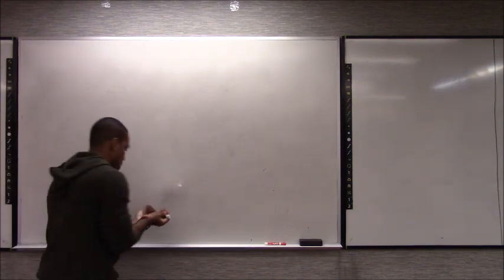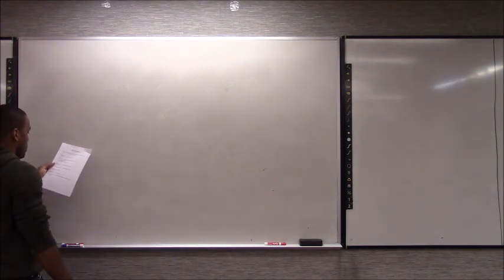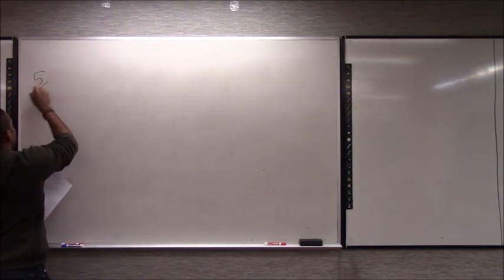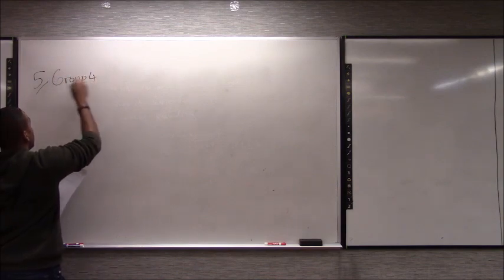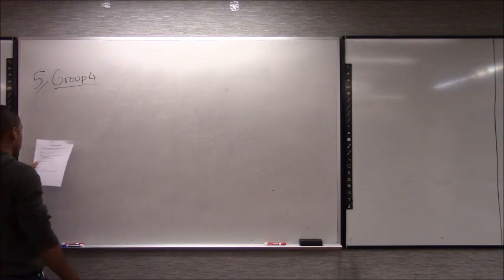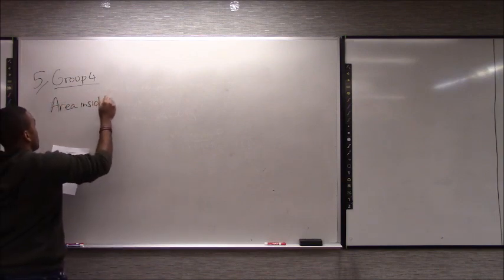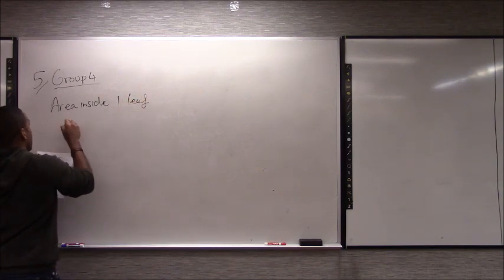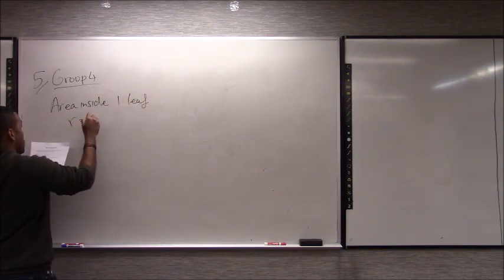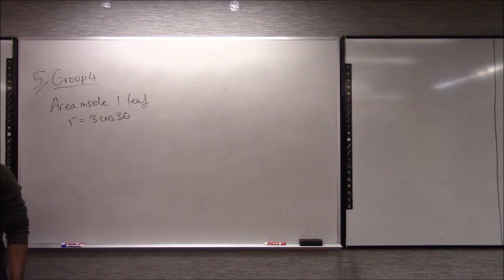So continuing with the handout from last time with group work. We are on problem 5, which group 4 did. Okay, area inside one leaf of this. Okay, who was group 4? Okay, what'd you do?